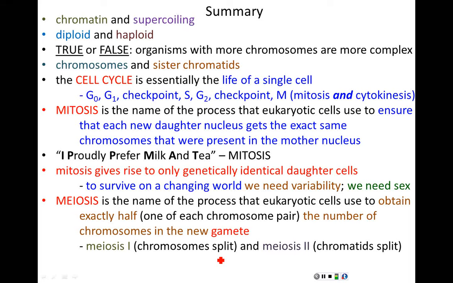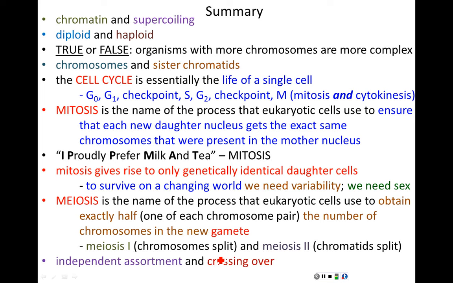We talked about Meiosis I and Meiosis II. In Meiosis I, chromosomes split, reducing the chromosome number in half. That's our reductive division. In Meiosis II, chromatids split, keeping the overall chromosome number the same. In Meiosis I, we have our crossing over occur, as well as our independent assortment. Meiosis II really doesn't introduce any additional genetic variation.